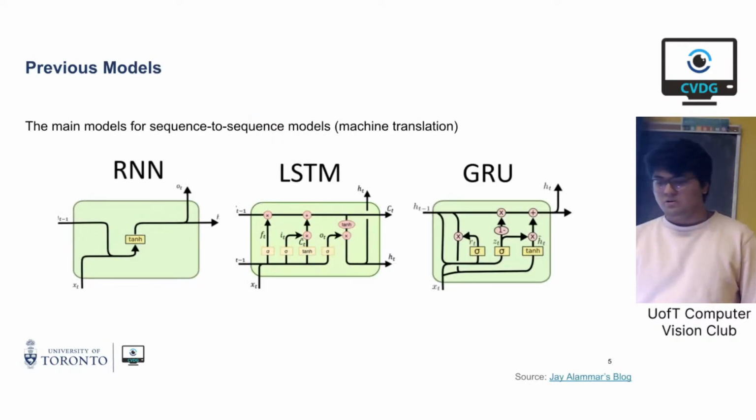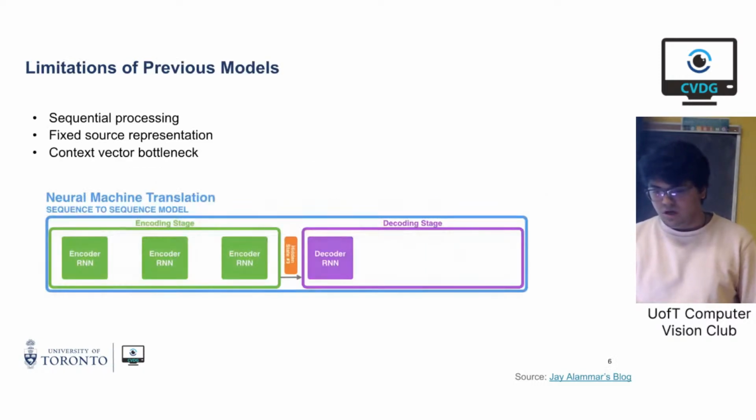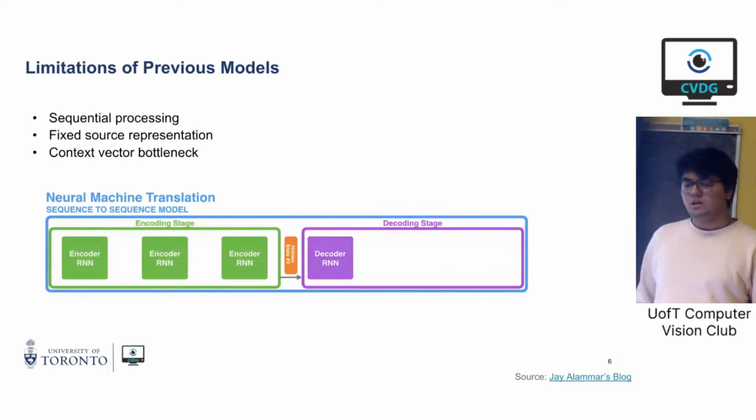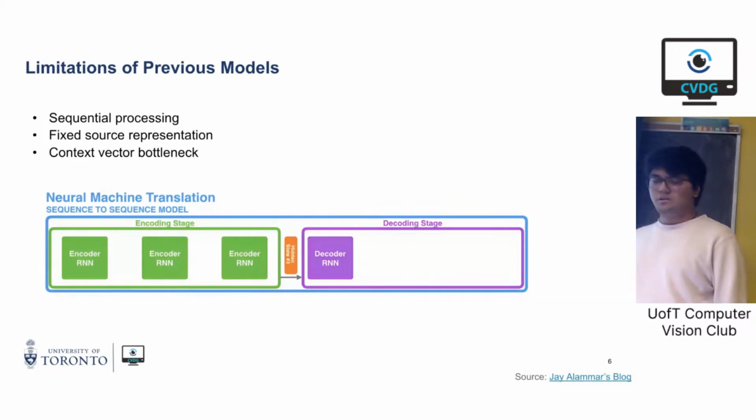The previous models that were used for sequence-to-sequence models or machine translation were RNNs and LSTMs. For now, you can consider them as just black box models, where you give some input and you get some output. The crux of the limitations of the previous models was that we weren't able to leverage the power of parallel computing, and due to fixed source representations, the flow of information in the network was hindered.